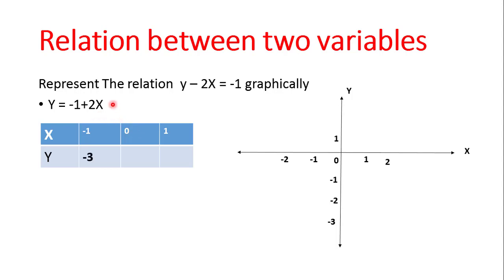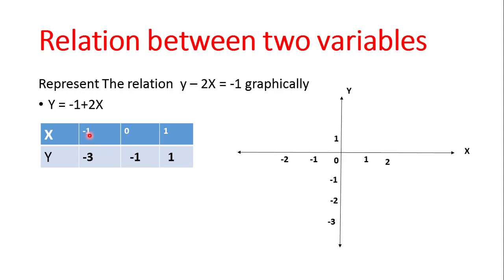If you put x as 0, in this case y equals negative 1, because 2 times 0 is 0. If you put x as 1, negative 1 plus 2 will be 1. So now I have 3 ordered pairs. I have 3 points. I can put them in the plane here, in these coordinates.